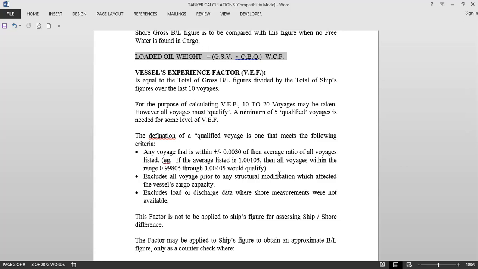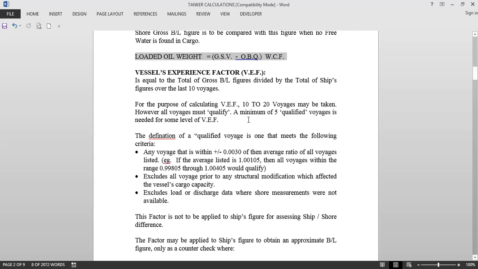With that average of 20 voyages or 10 voyages, it is seen that the normal scenario in the ship is that every time the shore is giving you 10 cubics, you are receiving 9.9 or 10.1. So that is the vessel's experience. It may be possible at load port that when the shore says we have discharged 10 cubics, you say I have received 9.1, and when you go to the discharge port, they are receiving 10, but when you calculate it on the ship you get 9.1. So over a period of about 10 or 20 voyages, that normal average is taken to see the vessel's experience, and that calculated factor becomes the vessel experience factor.